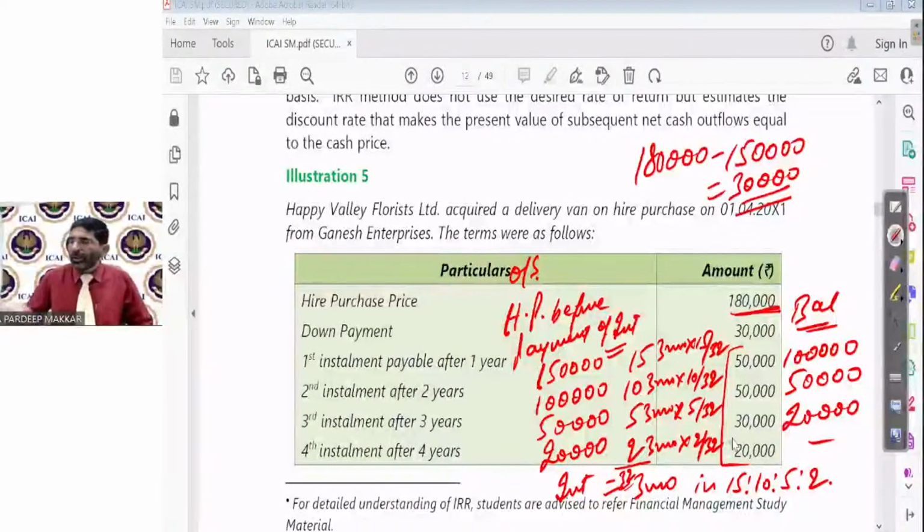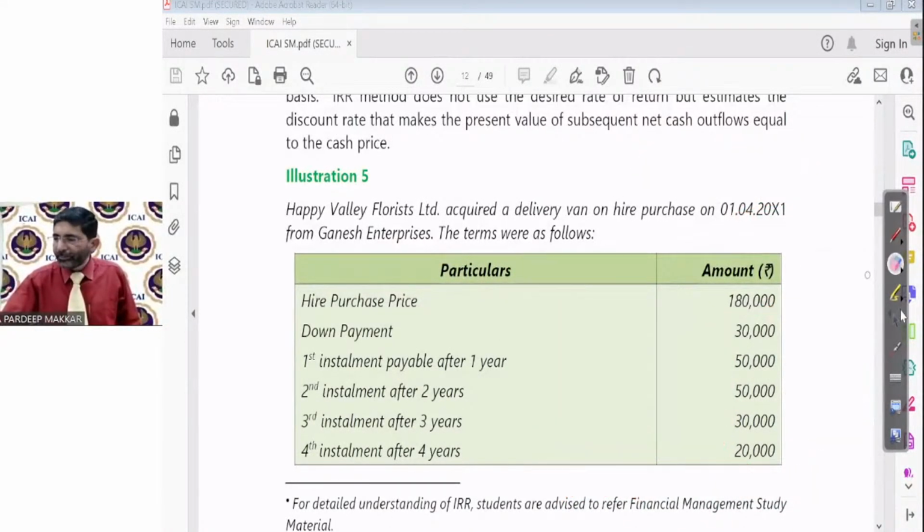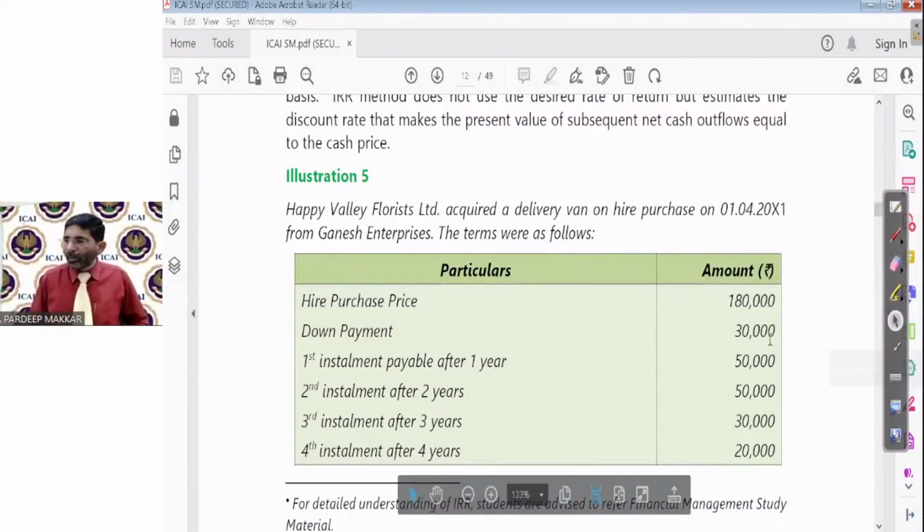Good. You have noted. I assume you all people have noted it down. So I'm going to erase it. Come to the repossession once again. Complete repossession we were discussing. Let's talk about the repossession now.